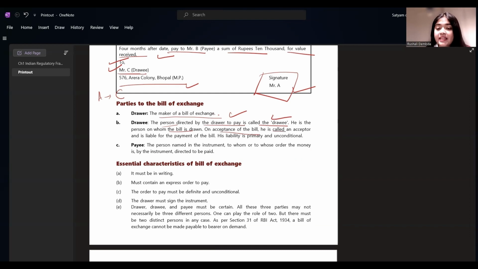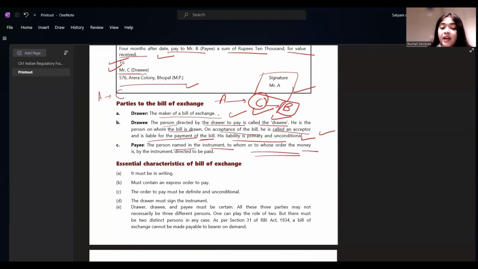On acceptance of the bill, he is called an acceptor and is liable for the payment of the bill. His liability is primary and unconditional. If C is accepting the bill, he has been issued a bill and C is accepting, okay, I'll pay this amount. Now he is going to pay to B. A is the drawer. He has said to C that you need to pay the amount. Now, C has accepted. C has also signed the bill of exchange and he accepts the bill of exchange. But it was instructed that C has to pay the money to B. Okay. He is the payee, the person whose name is intended in the instrument, to whom or by whose order the money is directed to be paid by the instrument.